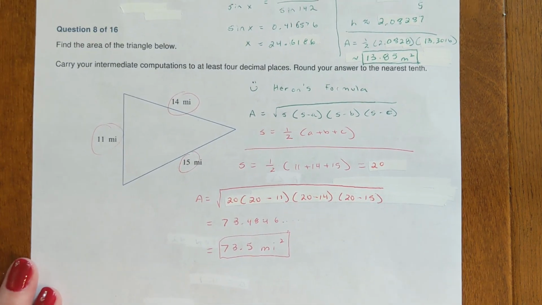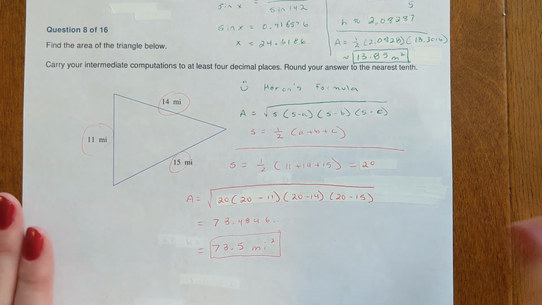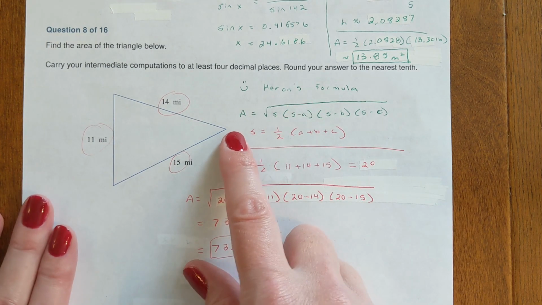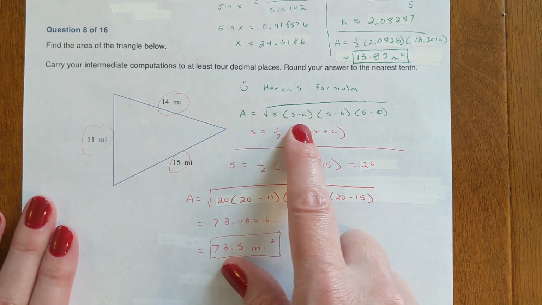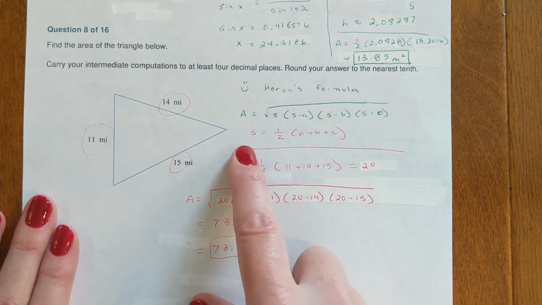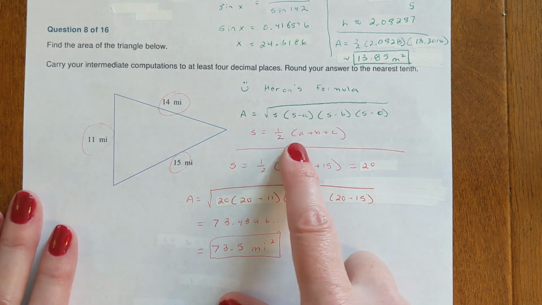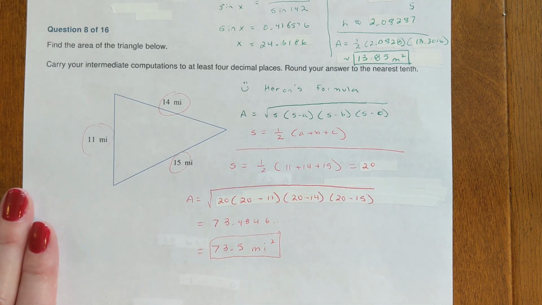Number 8, they gave us 3 sides without any angles. Whenever that happens to you, you're going to use this formula called Heron's Formula right here. The area is equal to the square root of the letter S times S minus A times S minus B times S minus C, where S is equal to half of all the sides added together. So you have to have what S is.